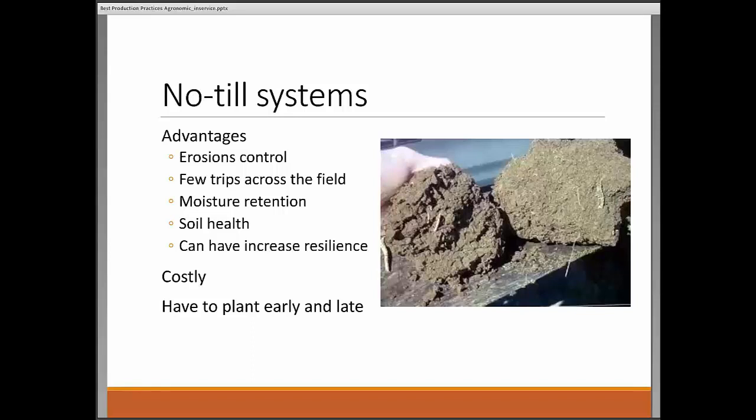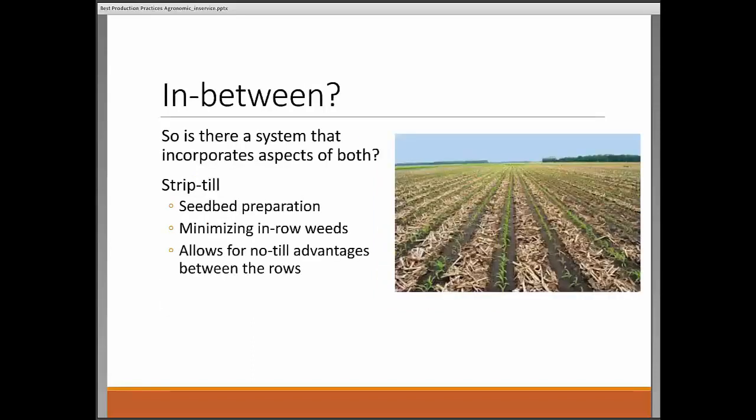Our conventional and our no-till systems are on two opposite ends of the spectrum. So the question becomes, is there an in-between, something that incorporates beneficial aspects of both? And the answer to that is strip-till. We can't do strip-till for everything. This is more for our summer row crops that we can go on wider inch spacing. But what you do is you have a narrow strip where you can do seed bed preparation, get really good seed to soil contact, really nice seed bed preparation, minimizing in-row weeds. But it allows you to have those strips of residue in between where you can get good moisture retention, good shading out of weeds in those rows, and start to build your organic matter up by quite a bit.